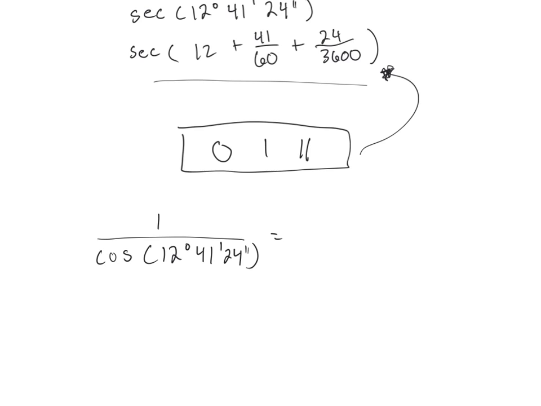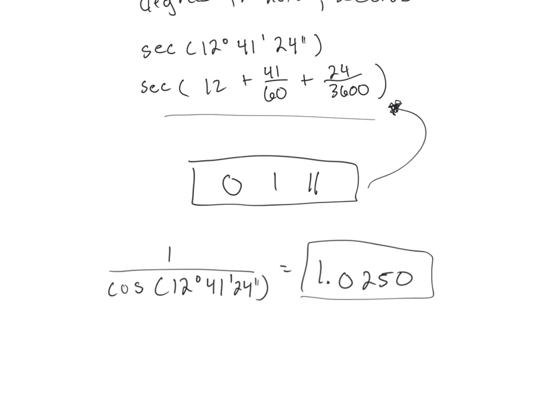Let me see what that is. Cosine of 12 degrees, 41 minutes, 24 seconds. And it gives us about 1 point, I'm going to stop at 4 decimals, 1.0250 is our answer there.